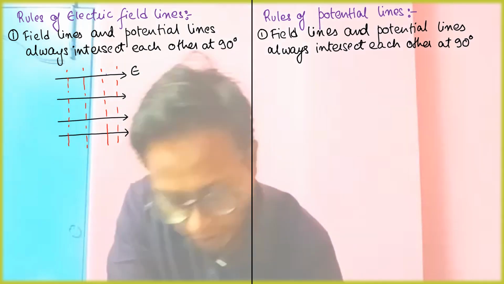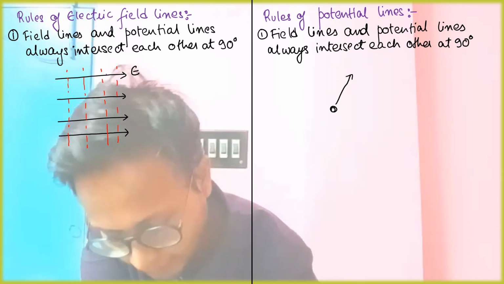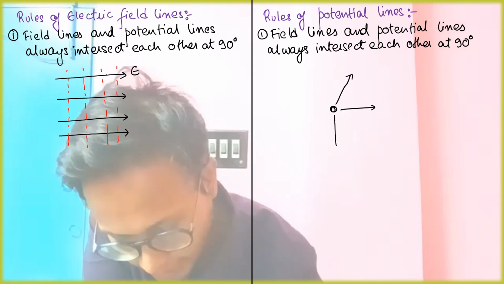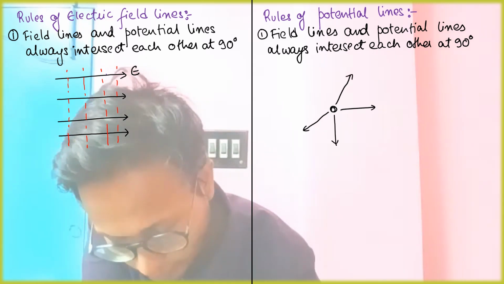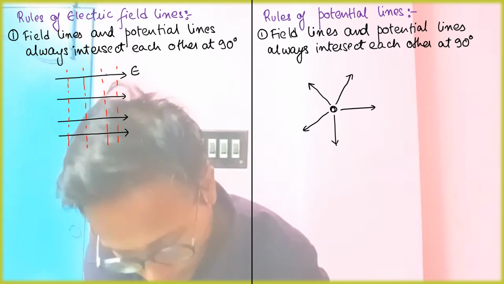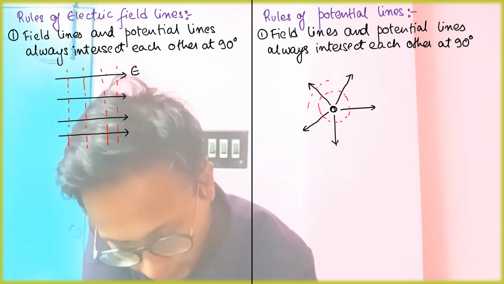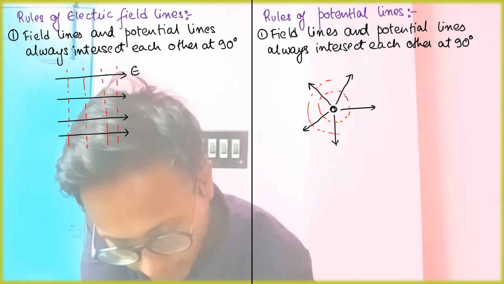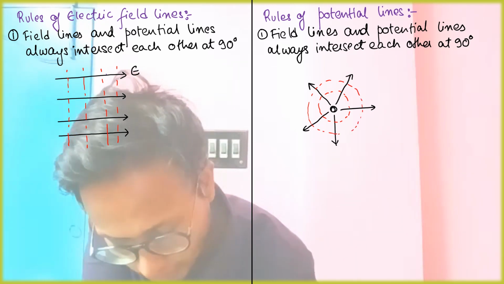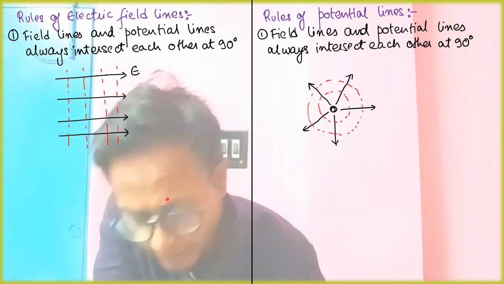Similarly, if you have a point charge, how does the electric field look? If it is a positive charge, the electric field goes outside. If it is a negative charge, the electric field would go inside, isn't it? Here, the potential lines look somewhat like this. This second potential line, the inner circle was the first potential line. The third potential line would be an even bigger circle and so on.